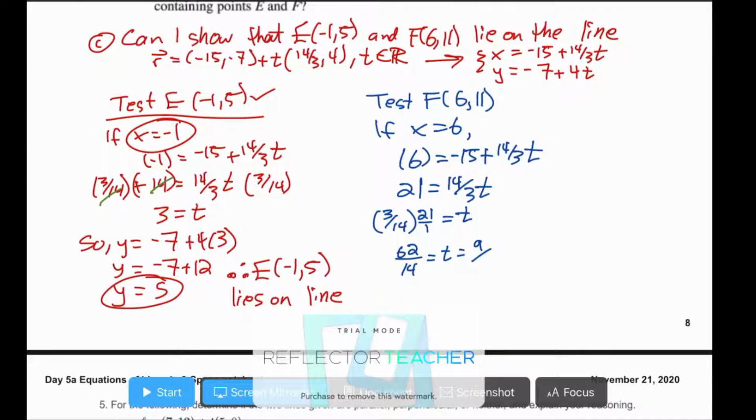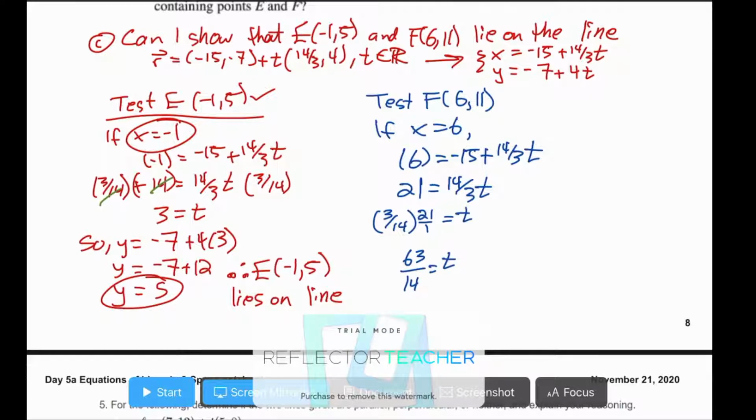Sorry, slight mistake there. Let's take a step back. I'm not going to edit this mistake out. It's easily fixable, and we can see altogether that I made a mistake. When we multiply it across, 3 times 21 is supposed to be 63. That's much better. Over 14 equals t.